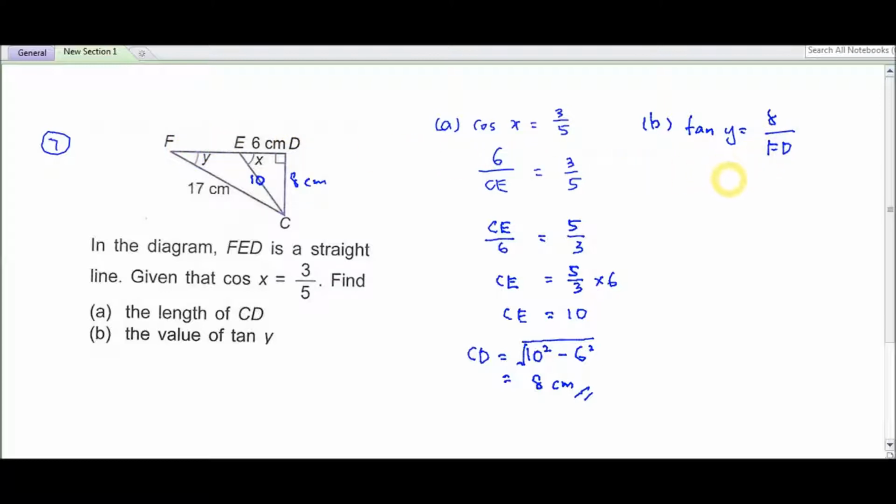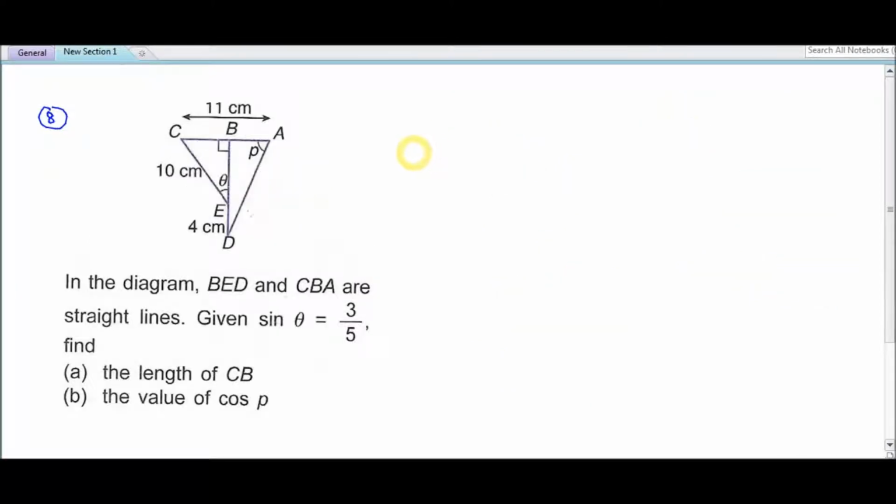Never mind, we use the Pythagorean theorem and we can get the FD, right? FD is equal to the square root of 17 squared minus 8 squared. Press the calculator and you will get the answer, 15 centimeters. Okay, now we know that tangent y is equal to 8 over 15. Okay, let's go to question number 8.